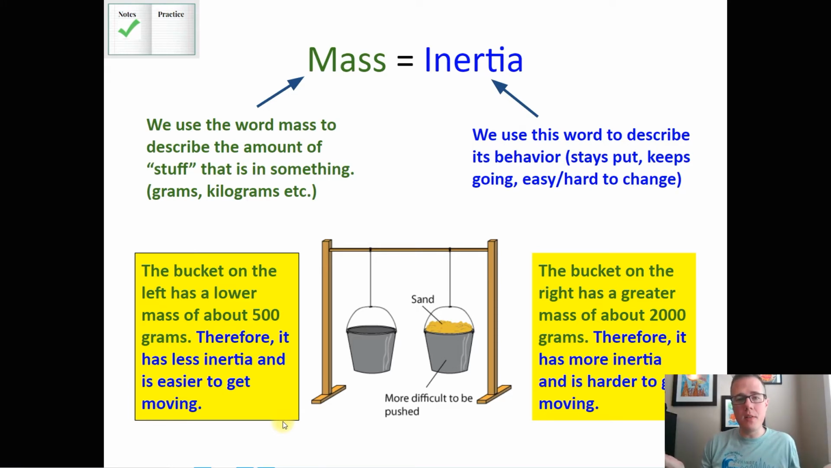But both of those words mean the same thing when you're talking to a physicist. Low mass means low inertia. Over on the right-hand side, the bucket on the right has a great mass of 2,000 grams, therefore it's harder to get moving. Mass to talk about an amount, inertia to talk about its behavior.